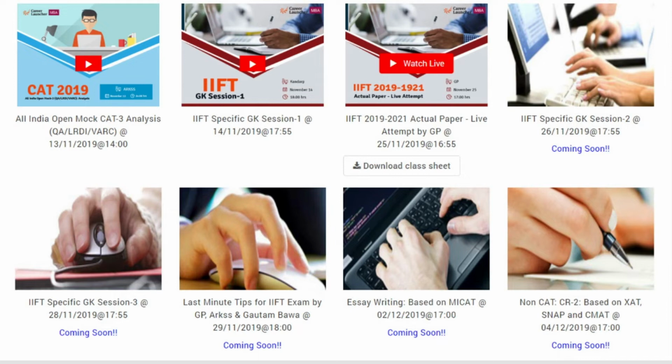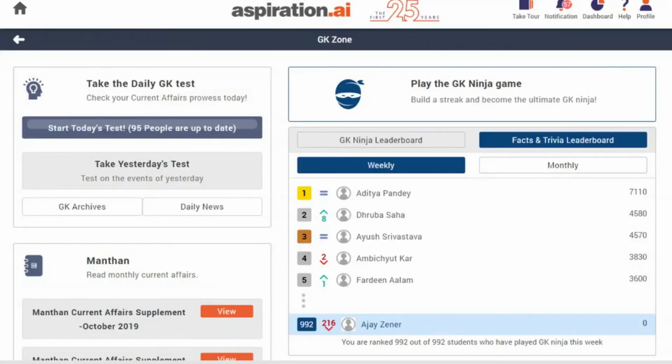So please go through this and make sure that you read through and then attend these sessions, which is basically the preparation that you require for IIFT's GK.